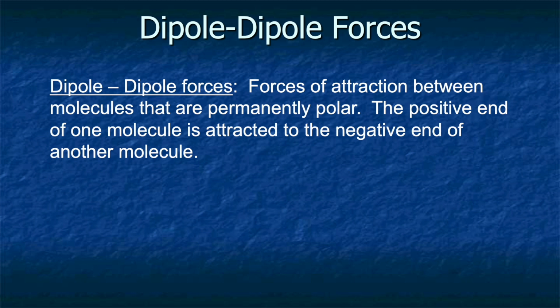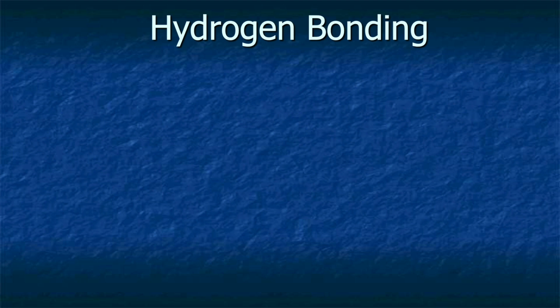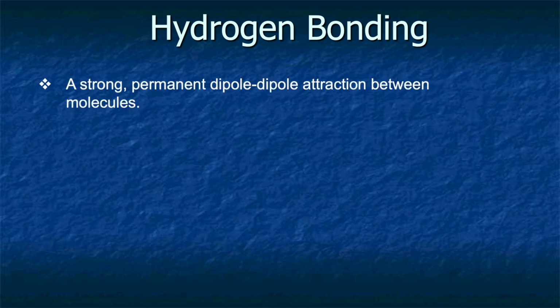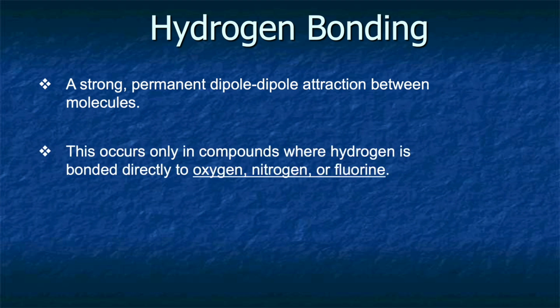And so dipole-dipole forces are forces of attraction between molecules that are permanently polar. The positive end of one molecule is attracted to the negative end of another molecule. So this is a permanent but moderate attraction between molecules. So stronger than dispersion forces, but not the strongest type of intermolecular force. The strongest type of intermolecular force is hydrogen bonding. It is a strong, permanent dipole-dipole attraction between molecules. But it only occurs in compounds where hydrogen is bonded directly to oxygen, nitrogen, or fluorine.